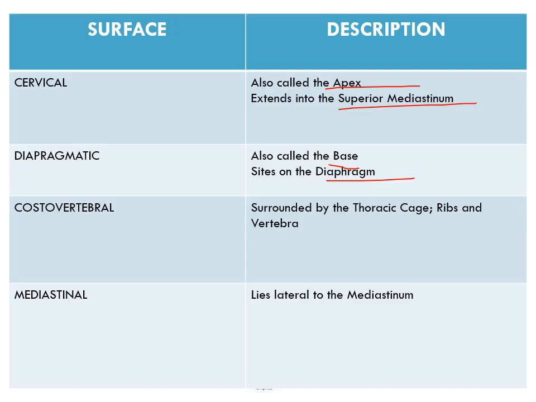And then the costovertebral surface, the largest of the surfaces, tends to be bounded or surrounded by the thoracic cage, the ribs, and the vertebrae. And then finally, the mediastinal surface, the part that is found lateral to the mediastinum and tends to face one another.